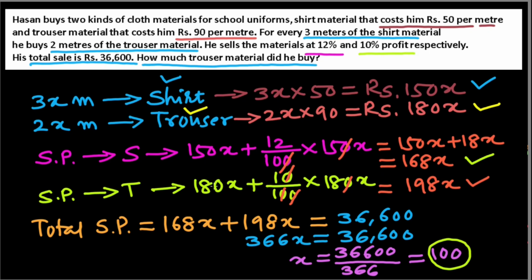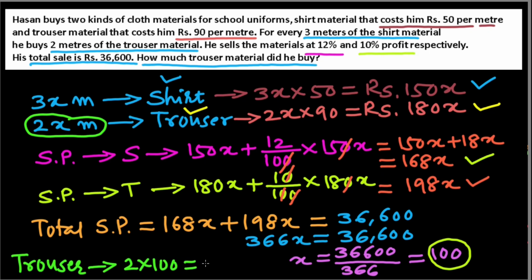So therefore, the quantity of trouser material, which is 2x meter, will be 2 multiplied by 100, that is 200 meters. So Hassan bought 200 meters of trouser material.